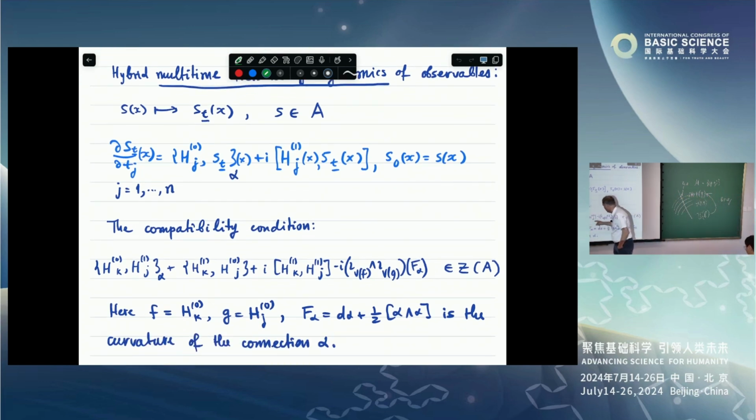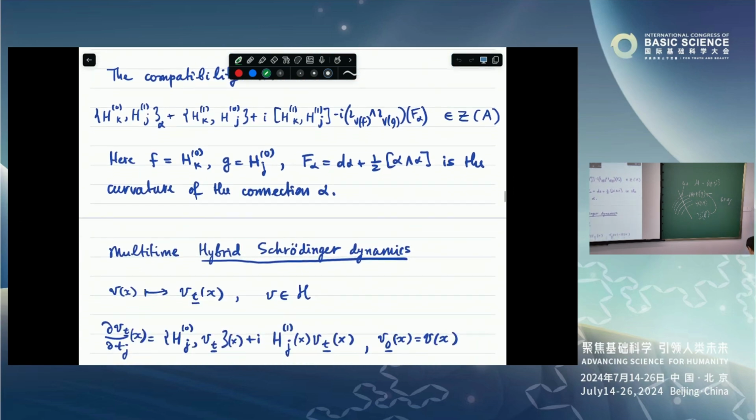I denoted the function by F and G. So we take two Hamiltonian vector fields and contract them with the two-form, which is the curvature of the connection alpha. So that's the compatibility condition for the Heisenberg dynamics.